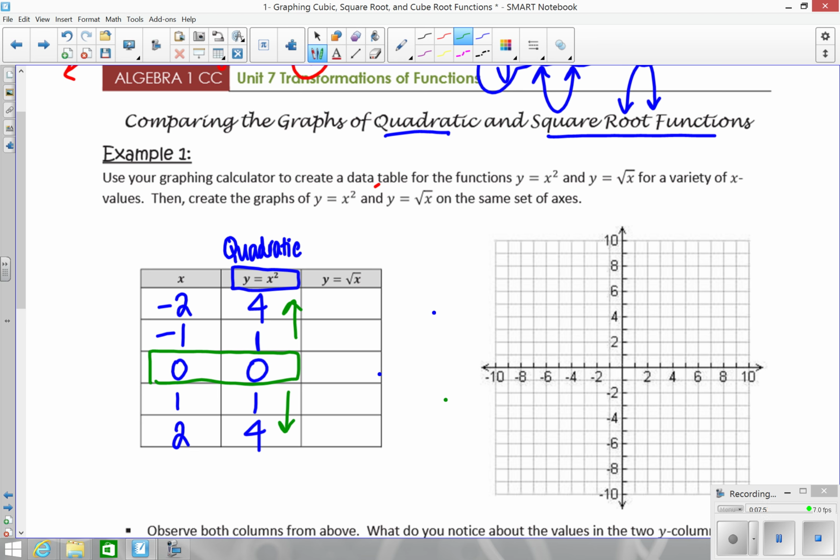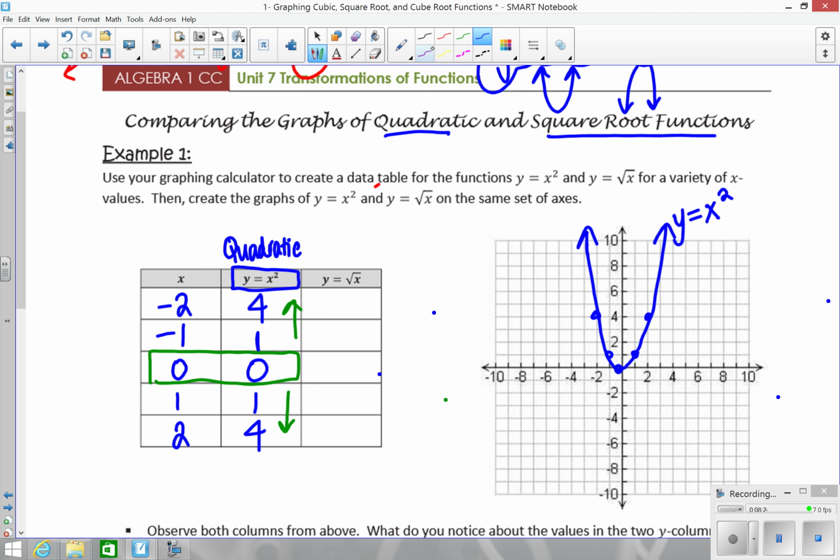So let's go ahead and plot those. I'm going to keep that in blue since it's the same, so the points will correspond to the graph. Negative 2, 4, negative 1, 1, 0, 0, 1, 1, and 2, 4. I'm going to make sure that I try to make this look as curved as possible. And I'm going to go ahead and label it. Make sure we get arrows on it because it will go on forever.